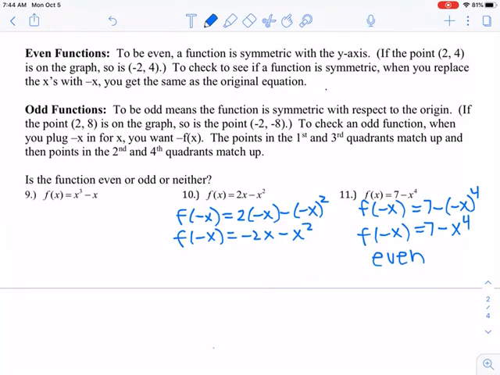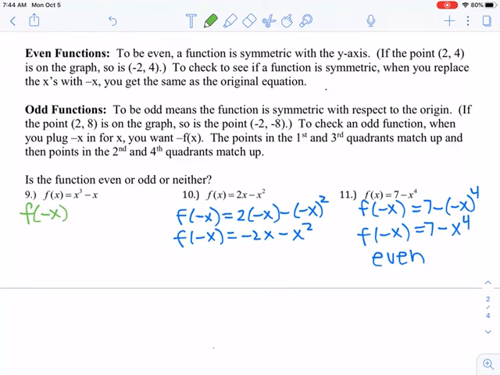To check to see if it's an odd function means that you're symmetric with respect to the origin. So if the point 2, 8 is on the graph, so is the point negative 2, negative 8, which means that points in the first and third quadrant match up and points in the second and fourth quadrant match up. And we'll take a look at this graphically in a minute. When you plug negative x in, you want to get a negative f of x. So let's look at number 9 and see if it is odd.